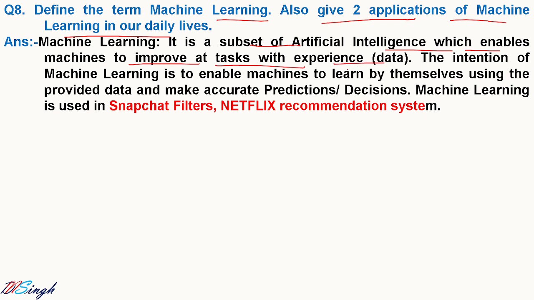ये आर्टिफिशियल इंटेलिजेंस का पार्ट है और ये मशीन को डेटा से सीखने में मदद करता है. The intention of machine learning is to enable machines to learn by themselves. इसका इंटेंशन क्या है? मशीन्स को इस लायक बनाना कि वो अपने आप से सीख सकें the provided data and make accurate predictions and decisions, और उसके हिसाब से सीखकर ज़्यादा से ज़्यादा सही संभावित निर्णय ले सकें और संभावनाएं व्यक्त कर सकें भविष्य के लिए.